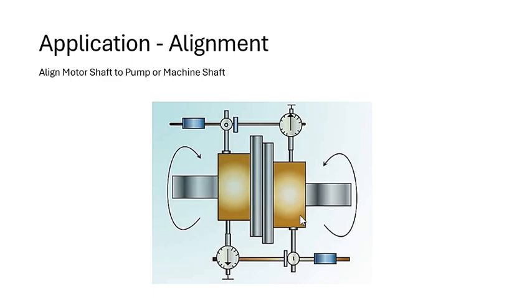And this is just a little bit better picture for you, so you can see how we use the dial indicator to align the surfaces. And here is the rotation of the motor and the pump, so you can see how we're using this instrument to align the two shafts.